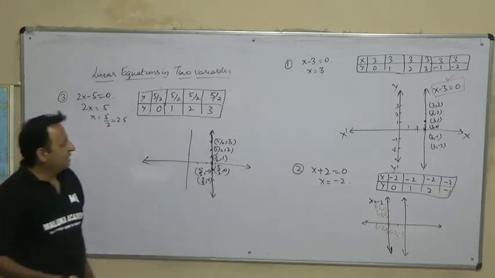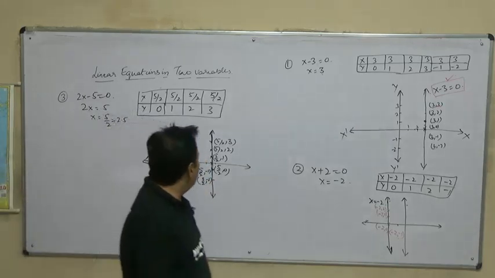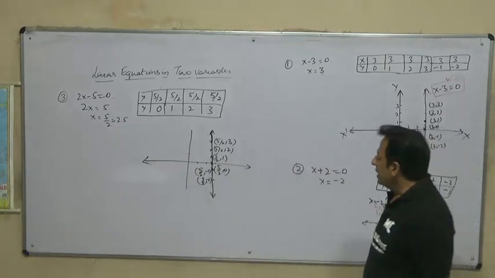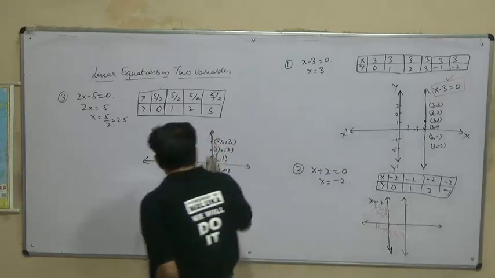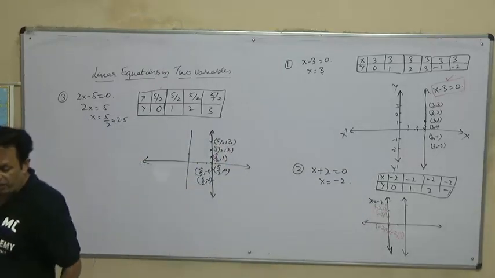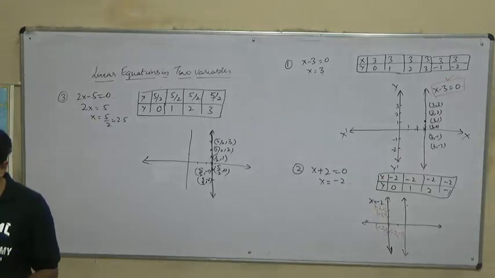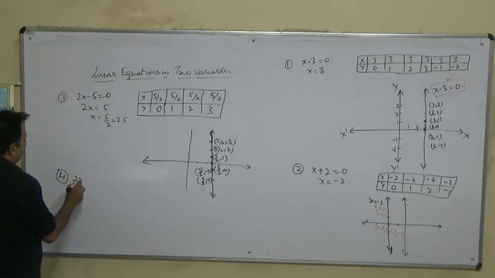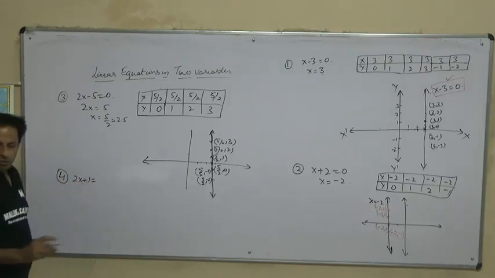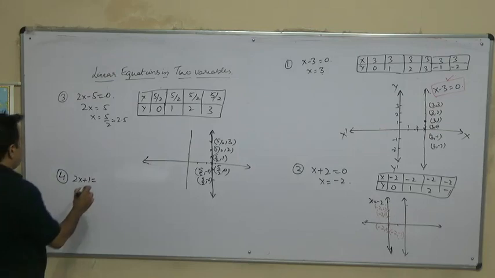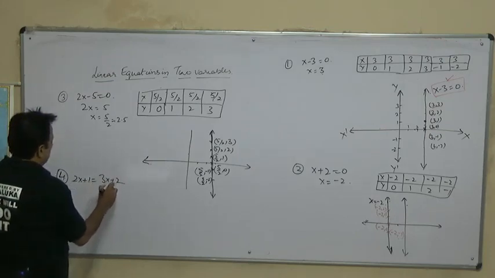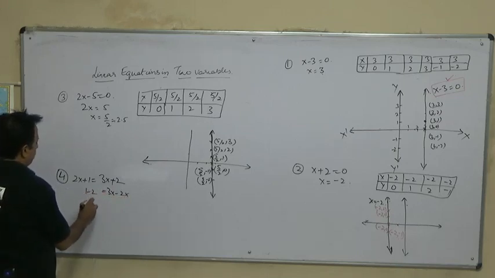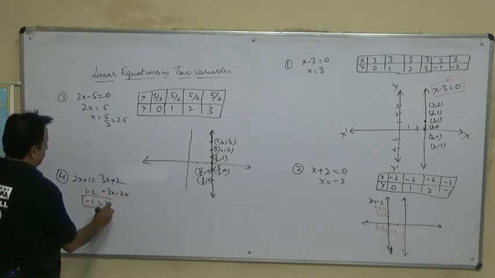So as we see that the value of y can vary, but the value of x will remain same. So here we see that this is the graph of linear equation in one variable. Then next is 2x plus 1 is equal to 3x plus 2. So this will be 3x minus 2x, 1 minus 2. So minus 1 is equal to x. X is equal to minus 1.